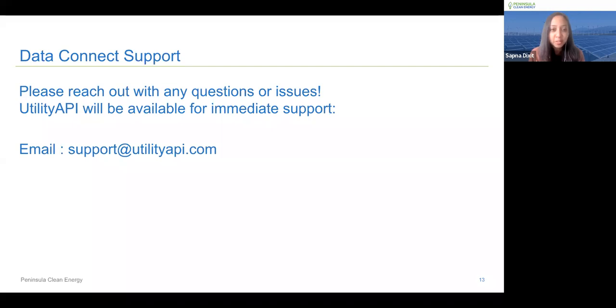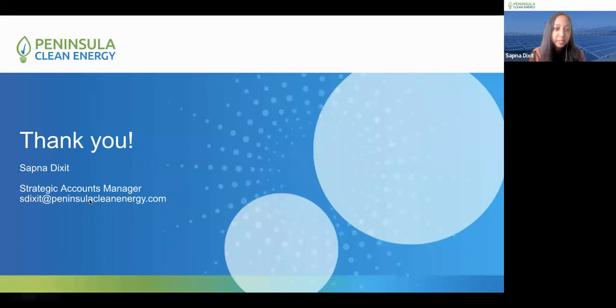I put the email there, support@utilityapi.com. If you have any technical concerns when you're registering or using it, you can always reach out to me as well. If you have more questions around anything about the data or Peninsula Clean Energy or future enhancements, I'd like to hear from you as well on those items. My email is here. So please do let us know if there's any way that we can make it easier for you to use and get access to the data that you're looking for.